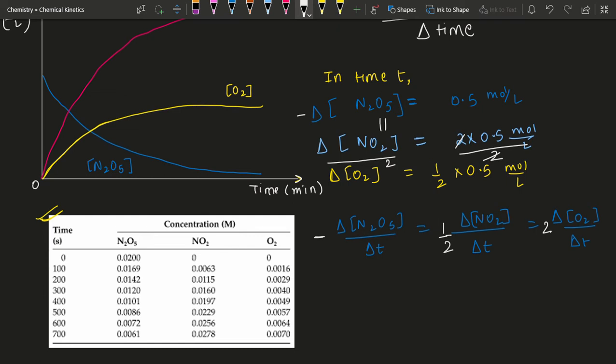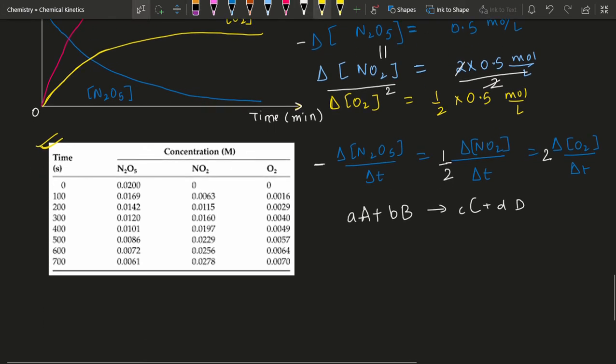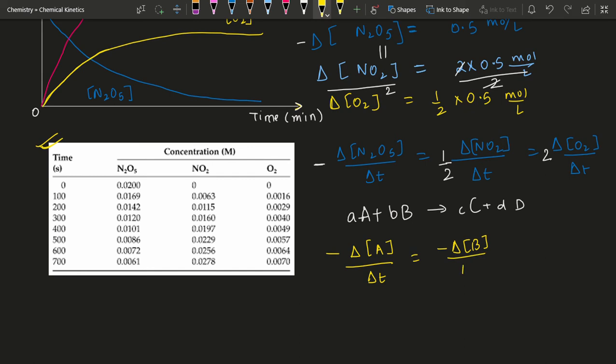In order to generalize this, if there is a reaction aA plus bB forming cC plus dD, firstly, let's write it for the left-hand side. You put a negative for all the reactants and divide by delta t. Then you write the similar thing for B. B is also a reactant, so you put a negative sign there as well. C is a product, so you don't have to put a negative sign there. It's always increasing. And D is also a product, so you just write it like that.